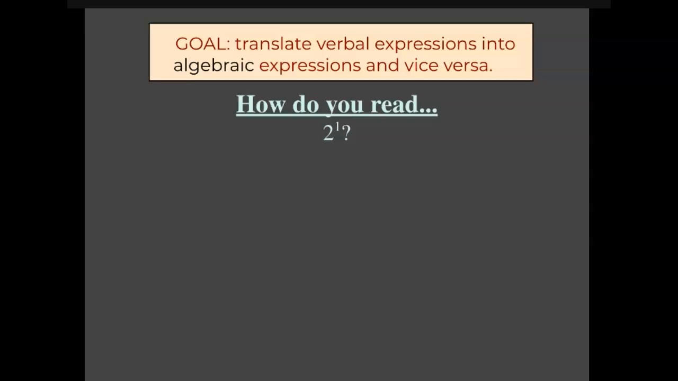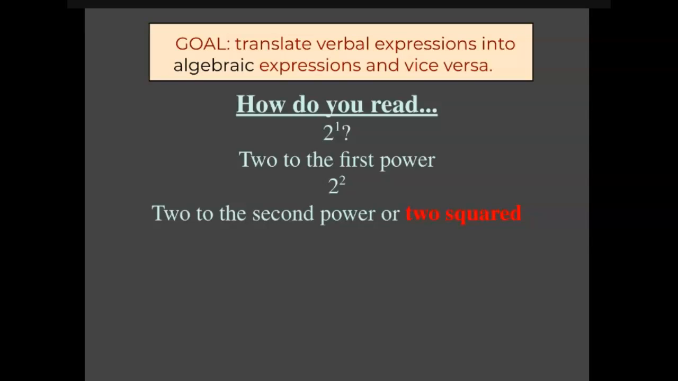So let's look at the next one. How do you read 2 to the power of 1? This is easy, right? 2 to the first power, or 2. This one is 2 to the power of 2, or 2 to the second power, or 2 squared, right? Can anybody read this one for me? How do you read this, Fiona? 2 to the third power, or 2 to the power of 3, or 2 cubed. You could also say that.